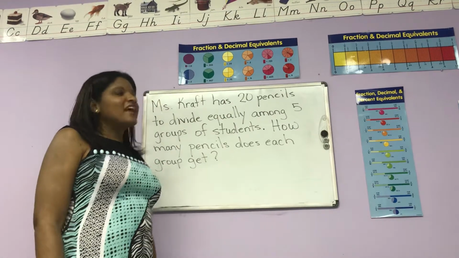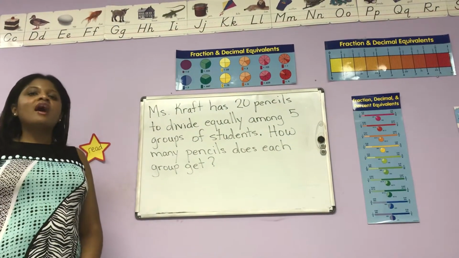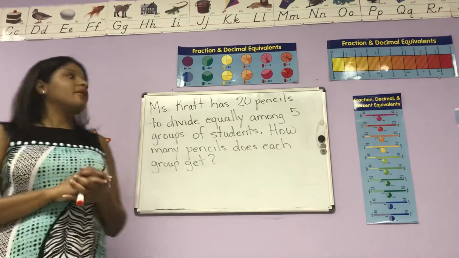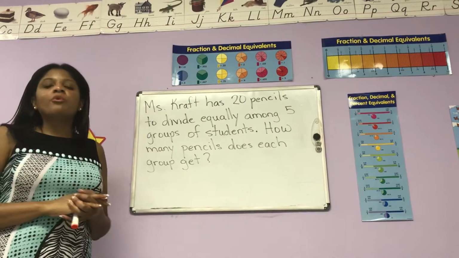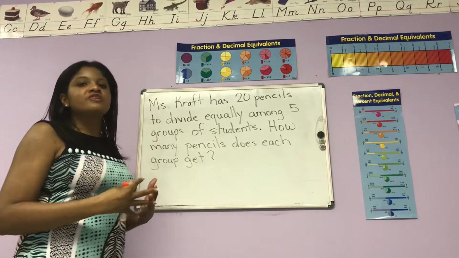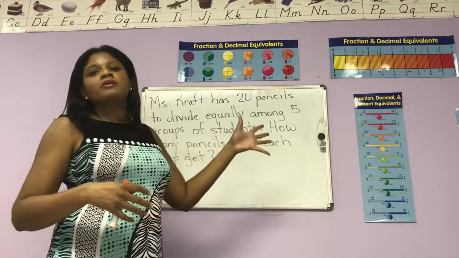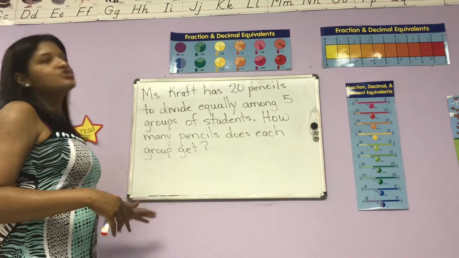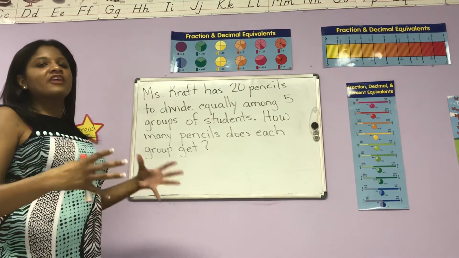Hi guys, today we are going to learn how to interpret the quotient of a word problem, and the word quotient is the answer to a division problem. So this word problem is division. So I'm already telling you what you have to do, but we're just going to talk about how to figure things out.